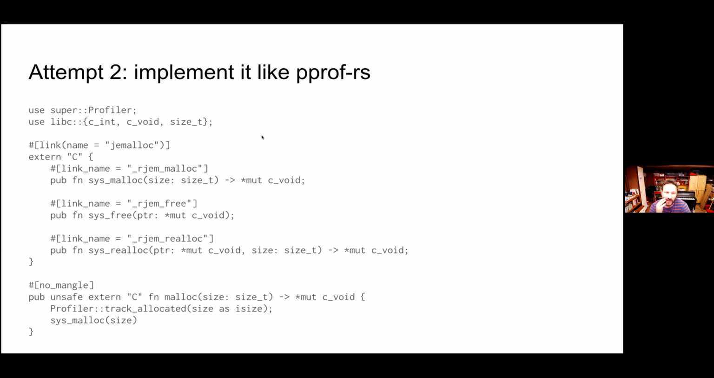My second attempt was to literally hook into calls to malloc so that it would work with any allocator. It would work with jemalloc, it would work with system malloc, it would work with anything else. It will intercept calls made by Rust, and it will intercept calls made by your C dependencies.